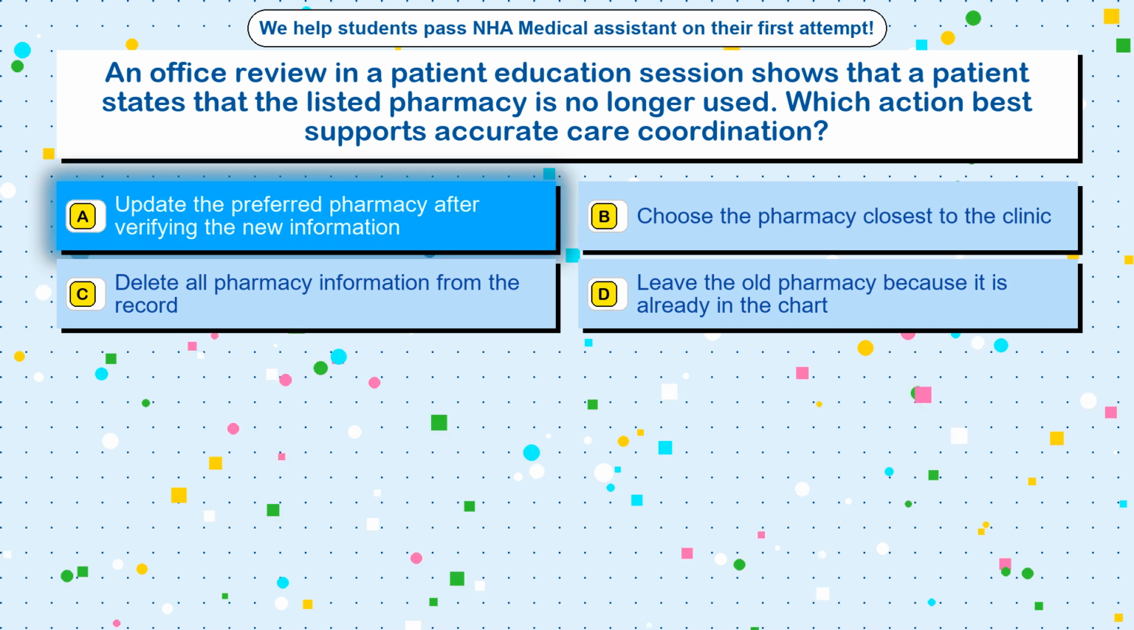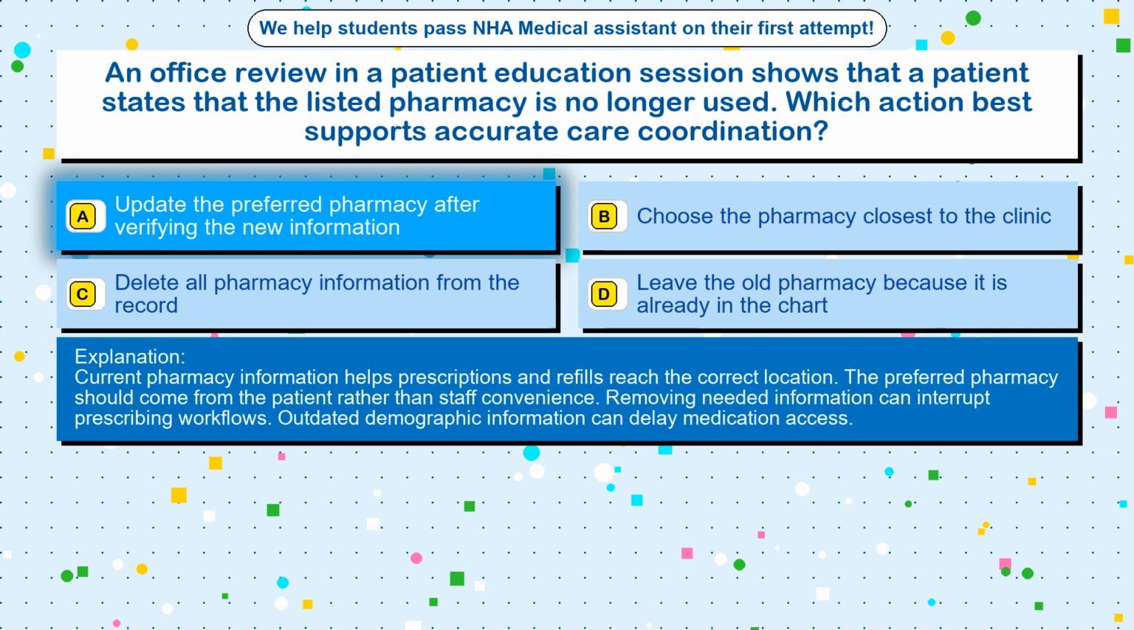The correct answer is option A. Update the preferred pharmacy after verifying the new information. Current pharmacy information helps prescriptions and refills reach the correct location. The preferred pharmacy should come from the patient rather than staff convenience. Removing needed information can interrupt prescribing workflows. Outdated demographic information can delay medication access.